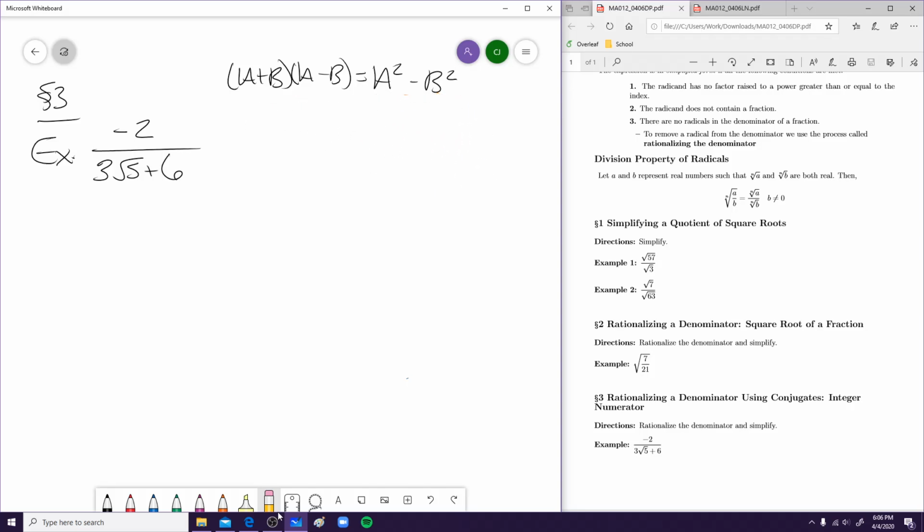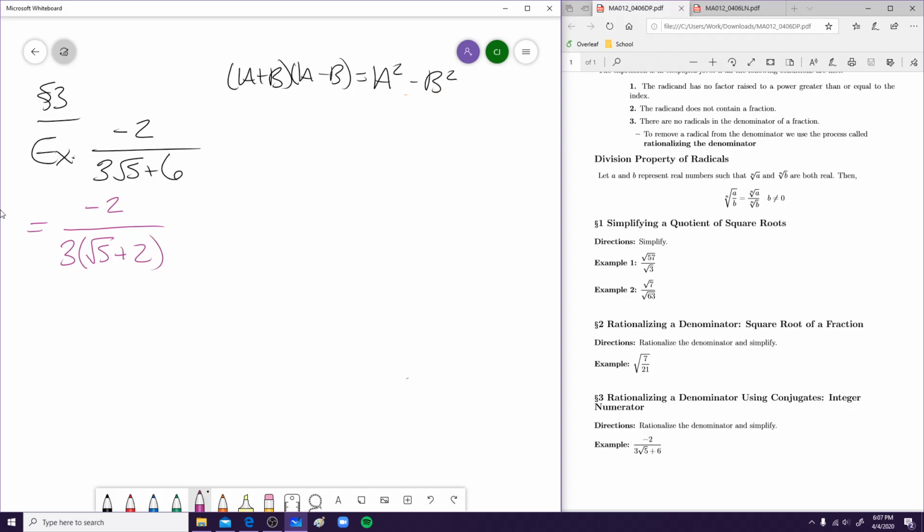So now let's start with our example. Looking at our example, we want to rationalize. I noticed that the 3 and the 6, they both have a 3 in common. So what am I going to do? I'm first going to factor that out. So then this becomes the square root of 5 plus 2. If I distribute it back in, we will get the original denominator.